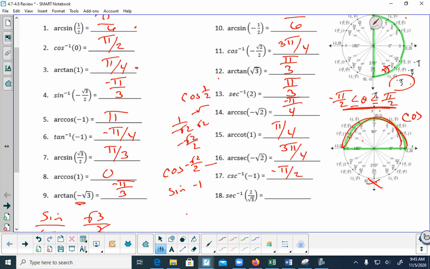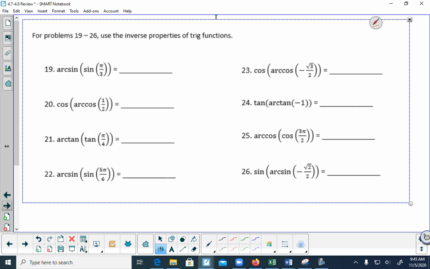And then secant is a reciprocal of cosine. So the cosine is the square root of 3 over 2. So that's going to be pi over 6. And those are the first 18. That wasn't too bad. Okay, these ones are doing two things.